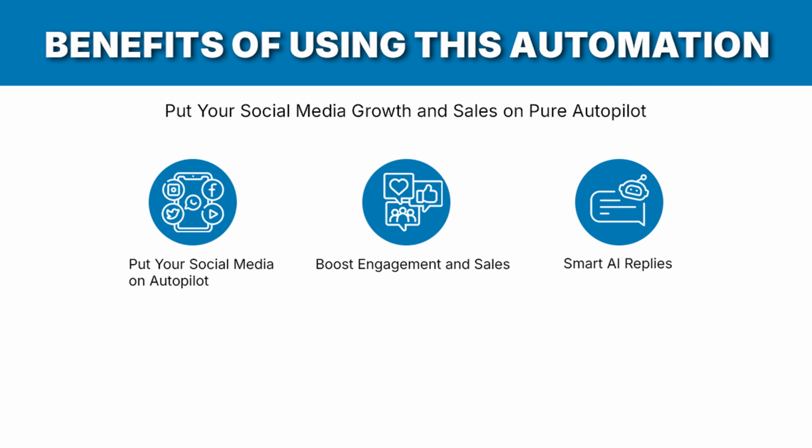Now let's talk about the major benefit of using this automation. Put your social media on autopilot. You can sit down once a week, drop all your content links and captions into a simple Google Sheet, and let the system post them for you. No more logging into social media multiple times a day.